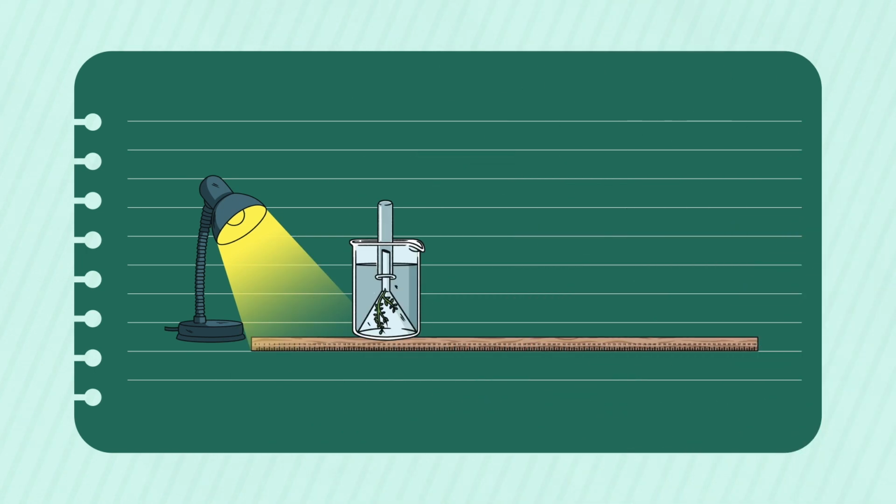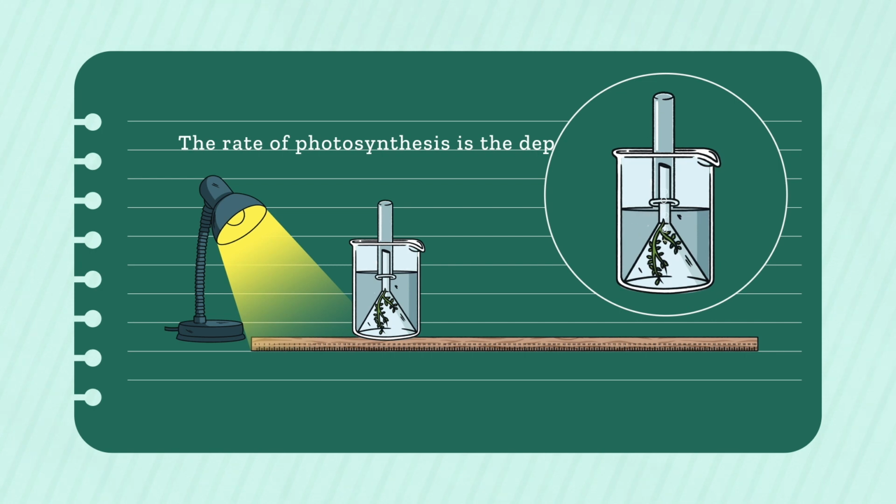We're going to change the light intensity. This will be our independent variable. We will change the light intensity by changing the distance between the photosynthesizing plant and the light source. We're going to measure the rate of photosynthesis. This will be our dependent variable. To do this, we will observe how much oxygen is made by photosynthesis in 1 minute at each level of light intensity.